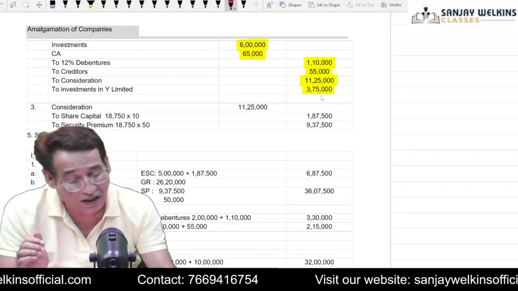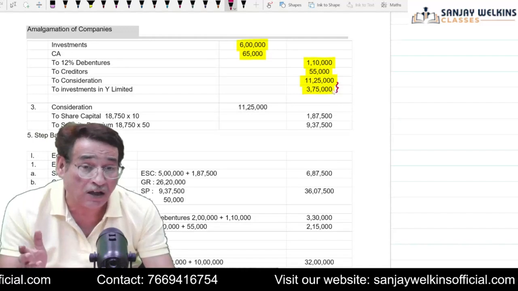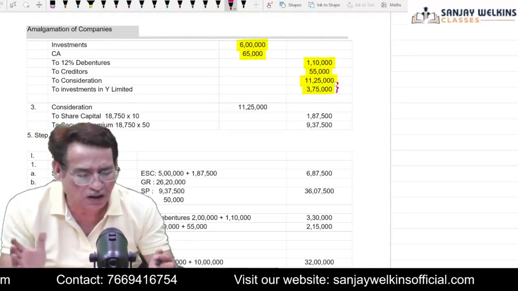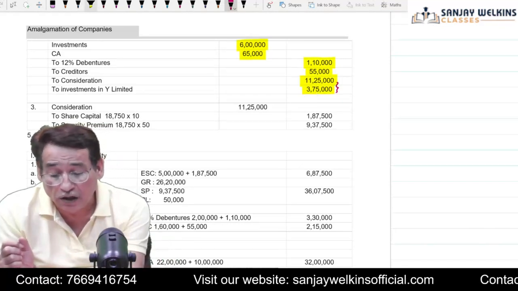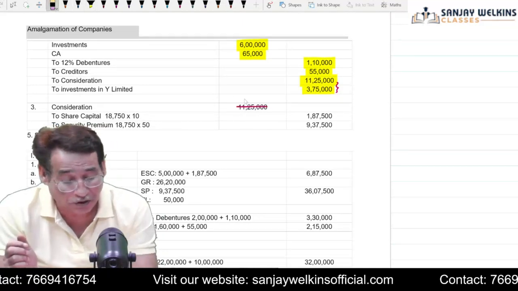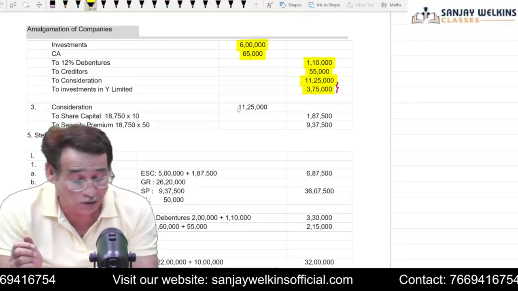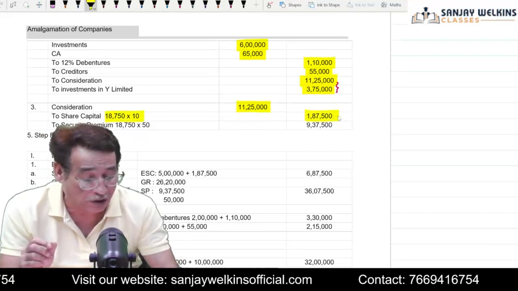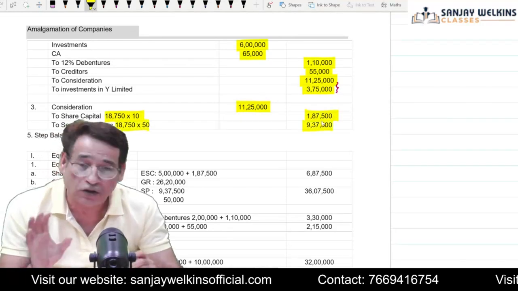Actually, when we are cancelling it, indirectly it means I am writing the total purchase consideration. But you need not bother unnecessarily. Simply remember that you have to cancel this one. Now you will discharge the amount of consideration, 11,25,000. This is the amount of purchase consideration. And for that, you have just figured out that you are issuing 18,750 shares of 10 each. You will write here 1,87,500. And then securities premium will be this much.